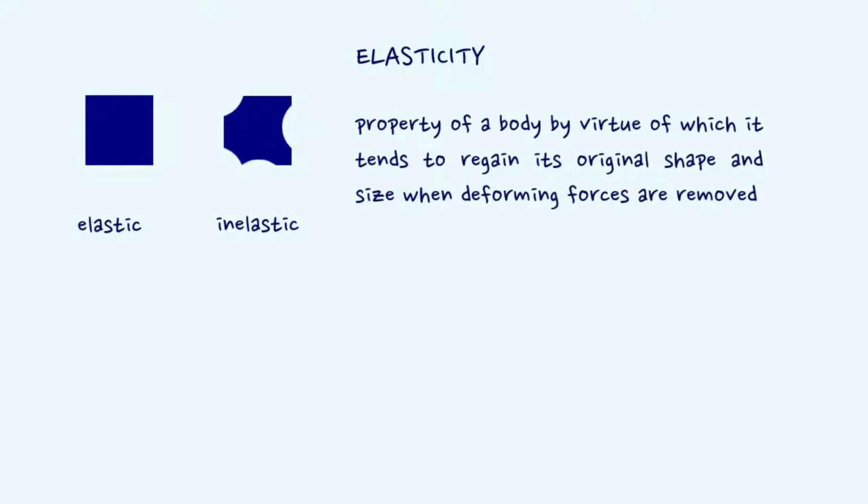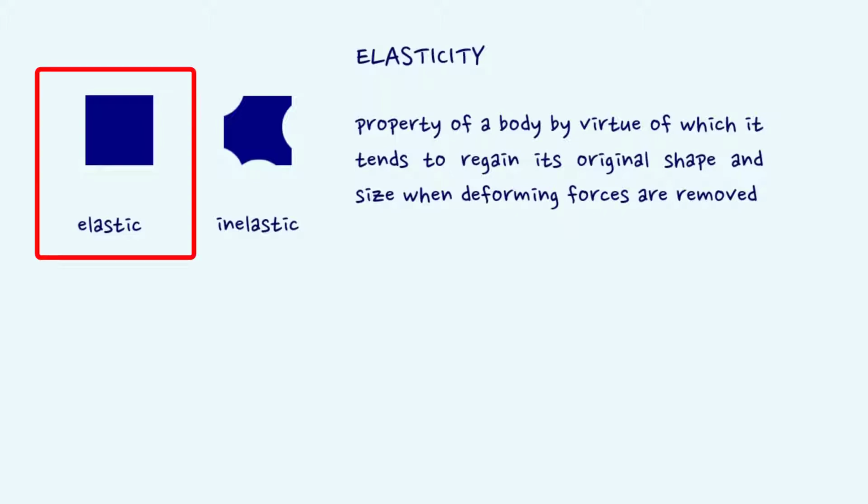The property of a body by virtue of which it tends to regain its original shape and size when deforming forces are removed is called elasticity. All the solid materials show the property of elasticity. The greater the elasticity of the body, the greater is its tendency to regain its original shape and size even after the removal of the deforming forces.